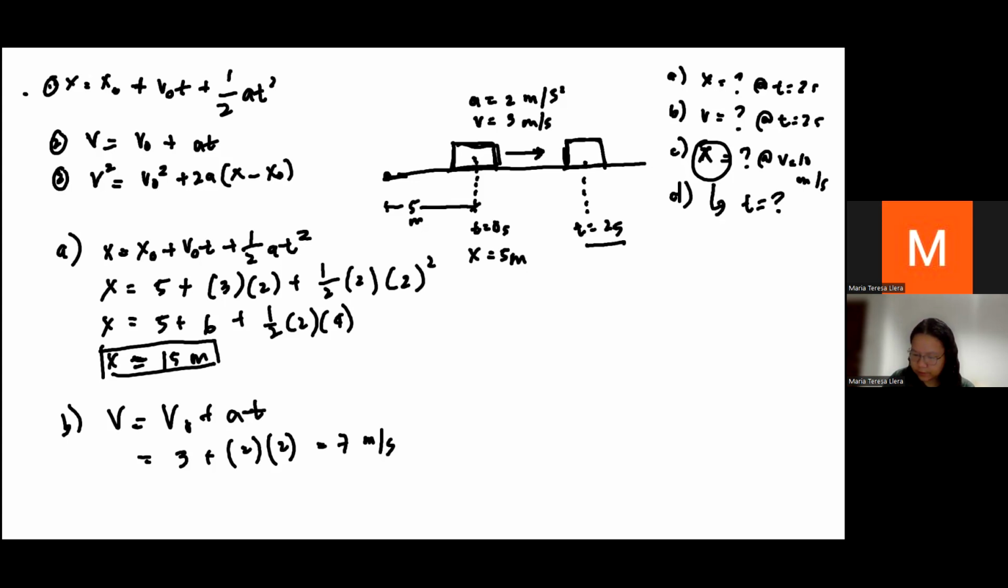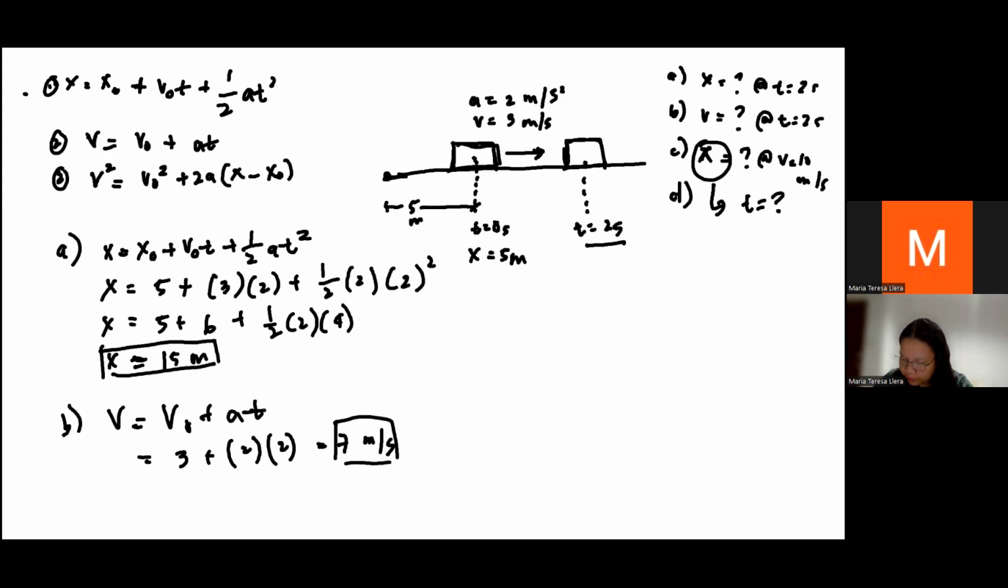Okay. So this is the answer for our second question. If you can see, again, for each question that we encounter, we look at our formulas first and determine which of the formulas we can use. So yeah, you can always use the elimination method, or you can check each formula to see if that formula works.